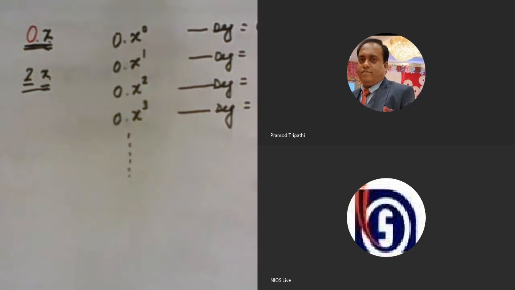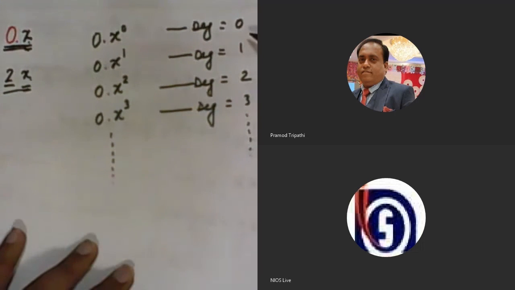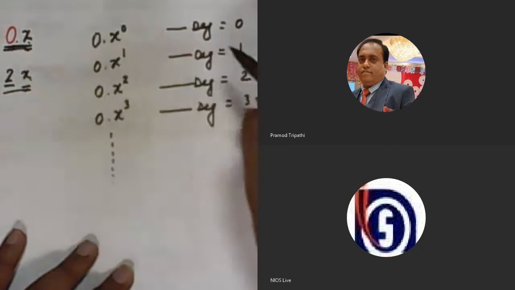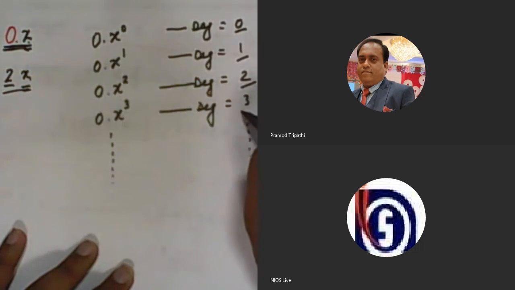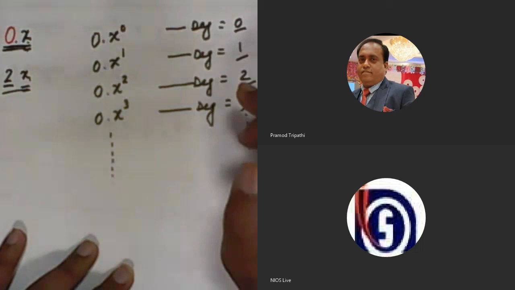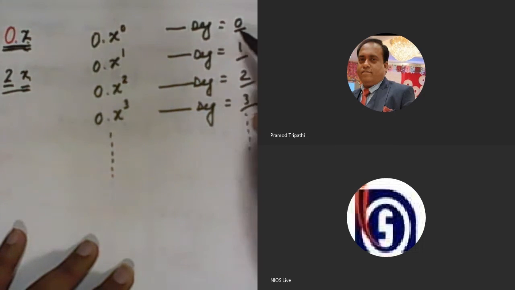So we see that the degree keeps on changing here. Hence, the degree of the zero polynomial is not defined, because sometimes it is 0, sometimes it is 1, sometimes it is 2, and sometimes it is 3. So it is not a certain number. The degree of the zero polynomial keeps on changing, hence it cannot be defined. I think the question is clear.